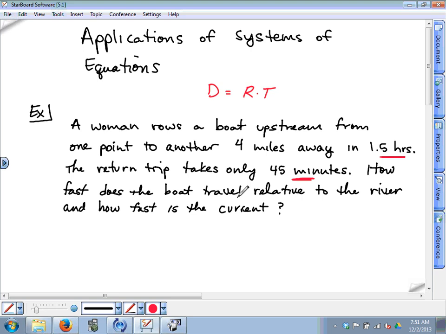How fast does a boat travel relative to the river? I need you to listen carefully. This is called point of reference. If you are an observer on the banks of the river, you need to imagine this, and you see this boat going by. The speed of that boat is the speed relative to the banks of the river. Now, is the boat really traveling the speed that the woman is rowing? No. What's the difference?